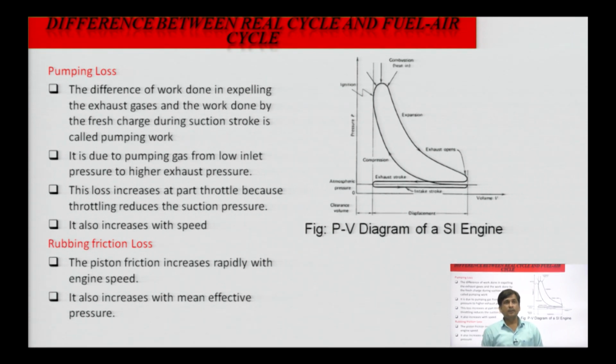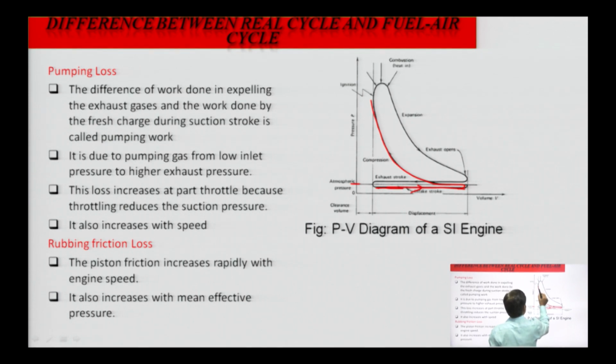Now, come to the pumping loss. You can see from here it is a PV diagram. So, here this is the actual PV diagram. Why is it actual? Because here everything is happening actually, the heat addition is not at constant volume. Here this shows the suction, which is below atmospheric, and this is the atmospheric line. So, here it is the suction process, then after suction the compression will start.